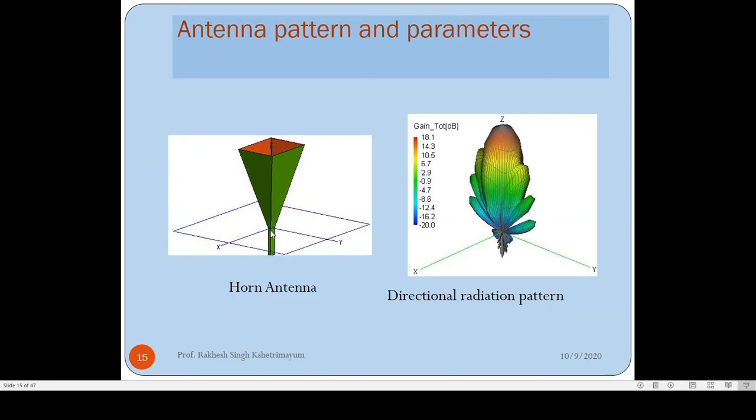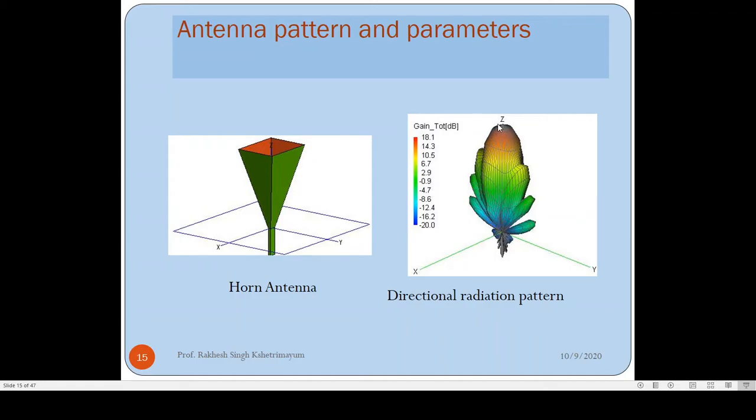This is a horn antenna. This is the waveguide which is feeding this horn antenna. So if you just keep your waveguide open here, the impedance of the waveguide and that of the free space don't match. So in order to do proper impedance matching, we flare out the waveguide at this point. The impedance of this horn antenna actually matches that of the free space impedance, which is 377 ohm. So the signal which comes from the waveguide would be able to radiate properly in free space because of the proper impedance matching. So this is the radiation pattern of a horn antenna.